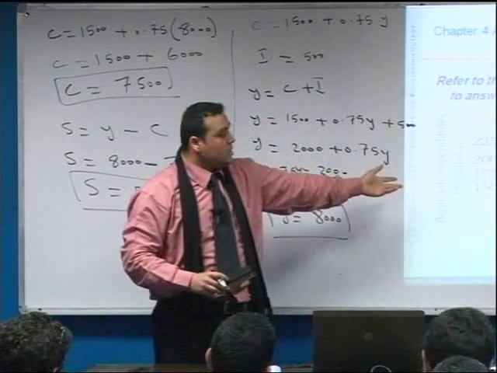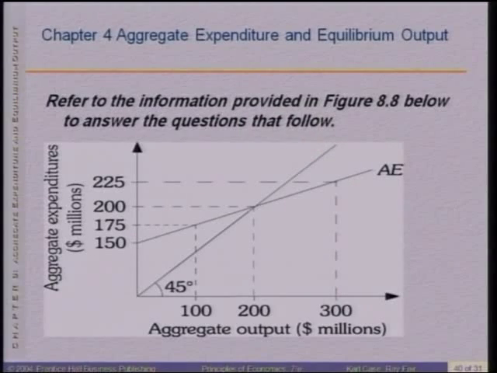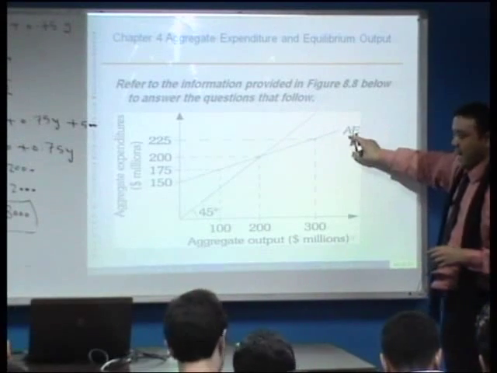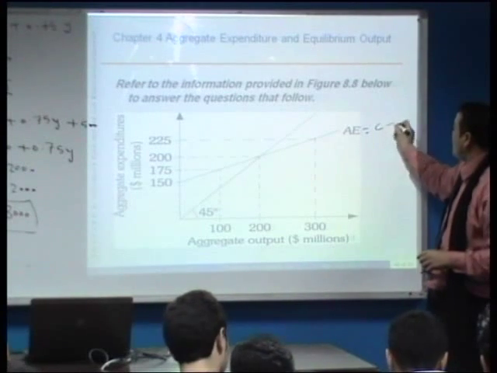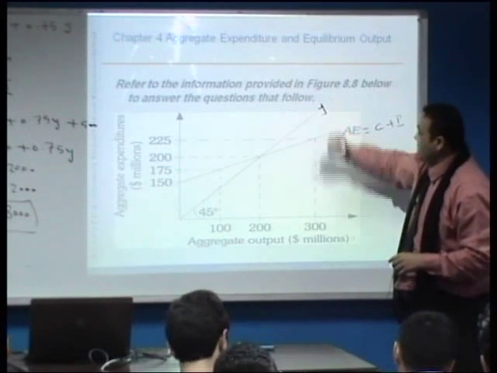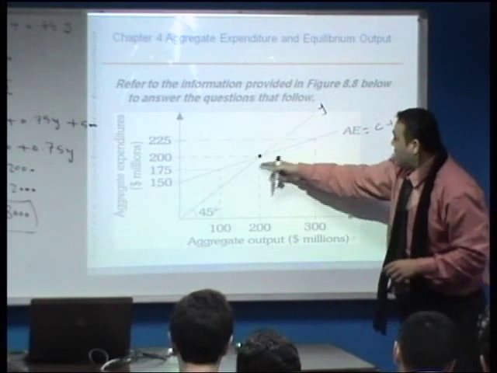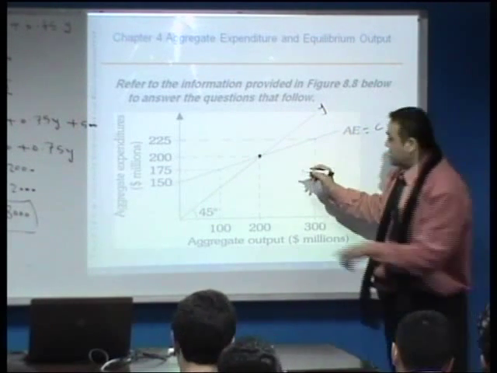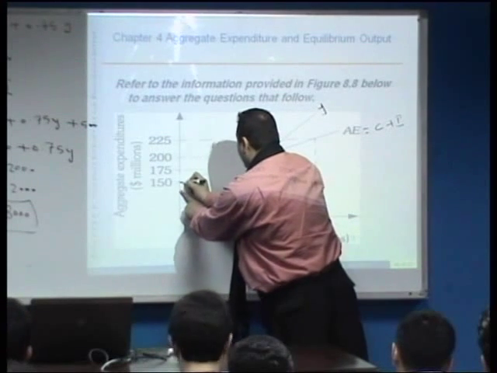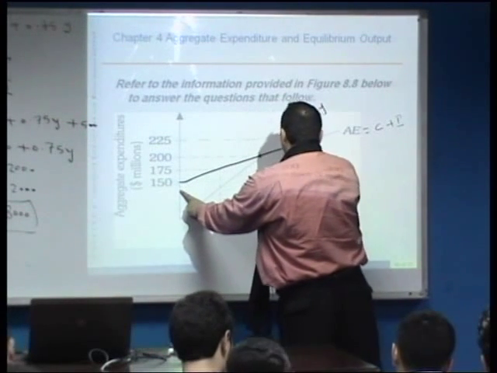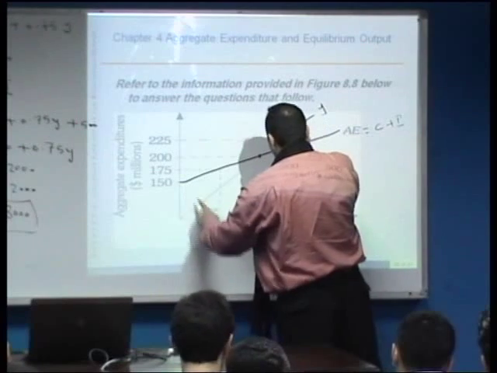So let's go to this figure, or this diagram. As you see, this is the aggregate expenditure function. The aggregate expenditure function equals C plus I, and this is Y. The equilibrium occurs when Y equals aggregate expenditure. This is the aggregate expenditure line, and this is Y.